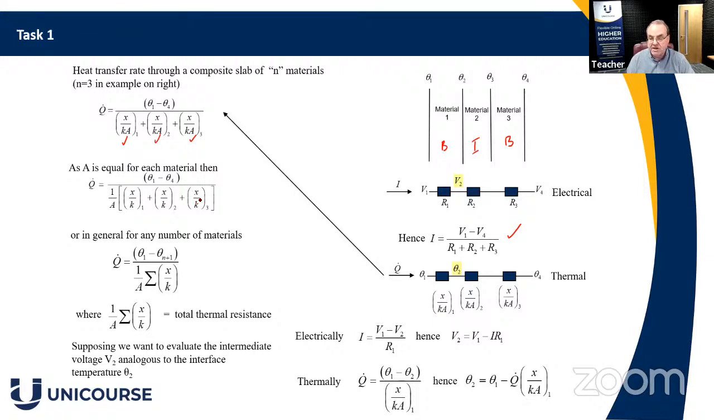You can see how we're now progressing towards the solution to the first question on task 1. So rather than expressing this equation in that form, we can generalize it a little bit, where Q is equal to θ1 minus θ(n+1), where n is the number of materials we have. So if n is 3, as in our example, then n plus 1 would be θ4, wouldn't it, as we have in this example that we've already done.